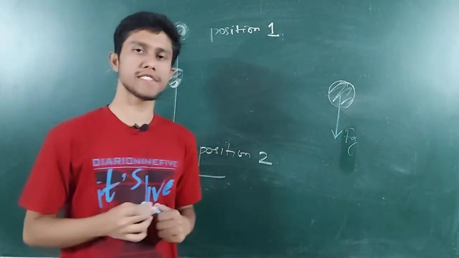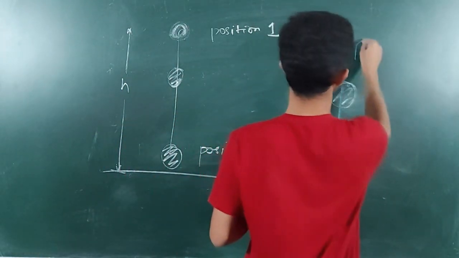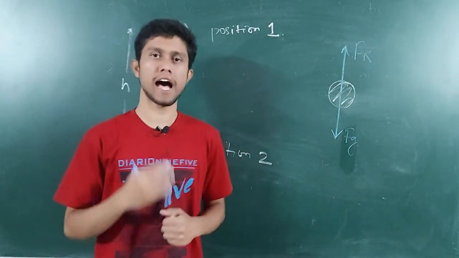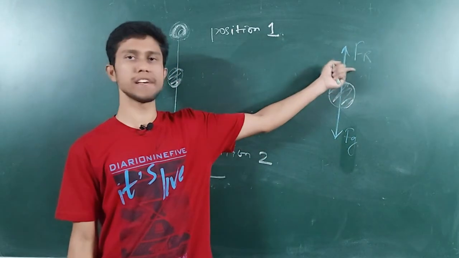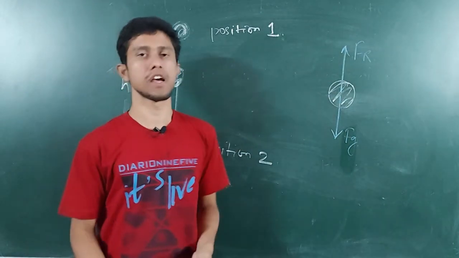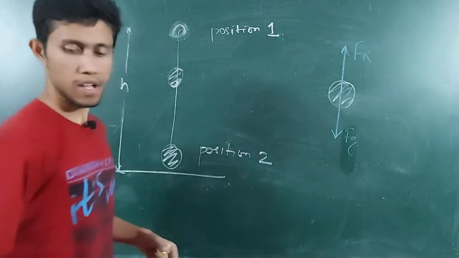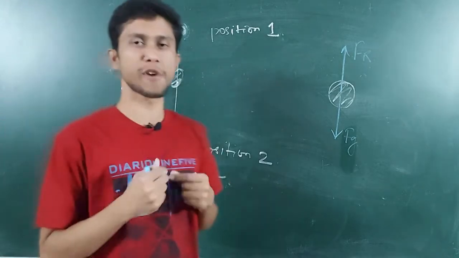Is there any other force? Yes. In non-ideal conditions there will be another force which is called the resistive force. So in this particular case I can see only two forces. One is the gravitational force and the second is the resistive force. So I'll write the third point.